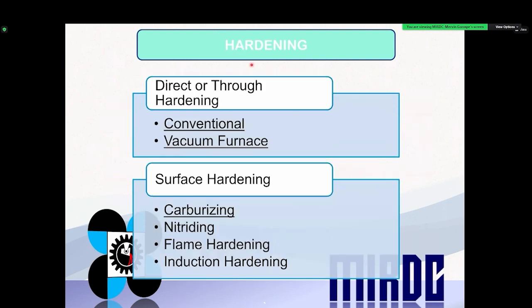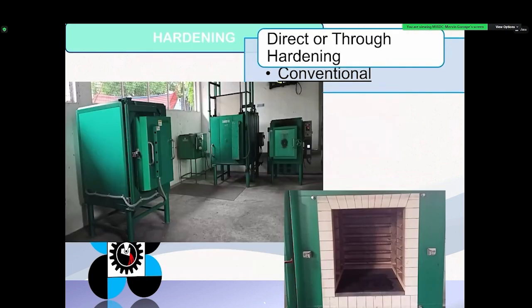So we have hardening, we have direct or true hardening, we have conventional. We use conventional or vacuum furnace in MIRDC. We also use surface hardening, we use carburizing and nitriding, flame hardening, and induction hardening. Yun po yung mga example of hardening processes. Pag hardening po, usually you have a quenching bath. So kailangan nyo po ng mga oil doon. Mineral oil po yung ginagamit namin. Okay? So this is the example of direct or true hardening using conventional process.